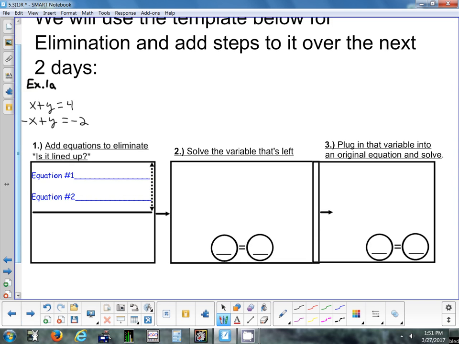All right? So the first thing you want to do is ask yourself, like Mr. Hager and I just talked about, is it lined up? What do we mean by is it lined up? What does that mean? When we solve by elimination, how does the problem have to be lined up? Vanessa? X has to be with the X's, so Y has to be with the Y.